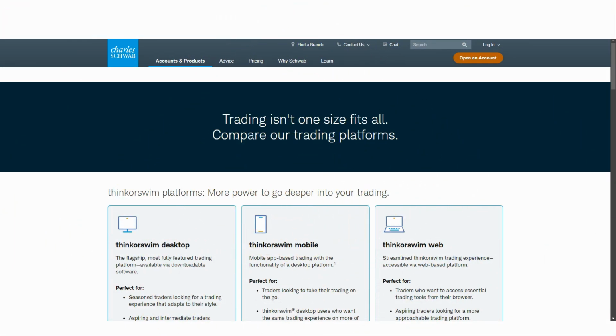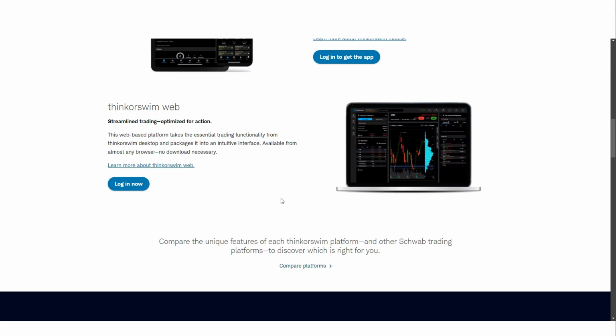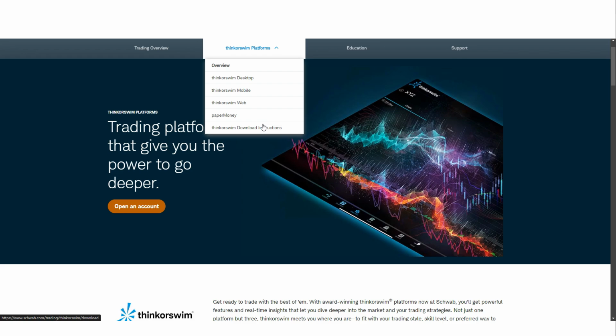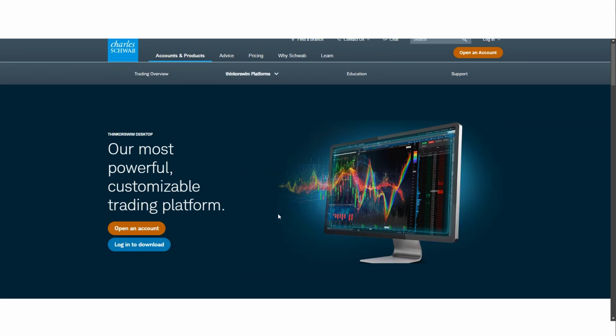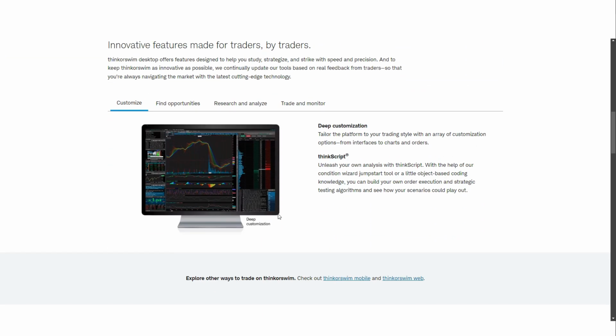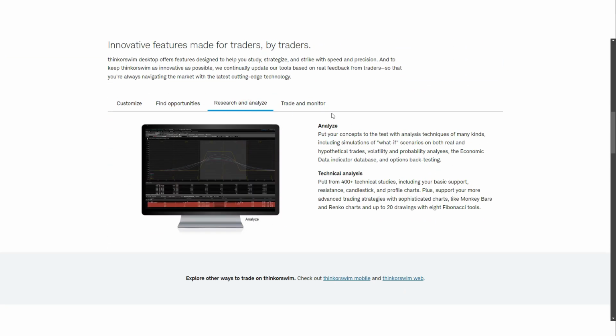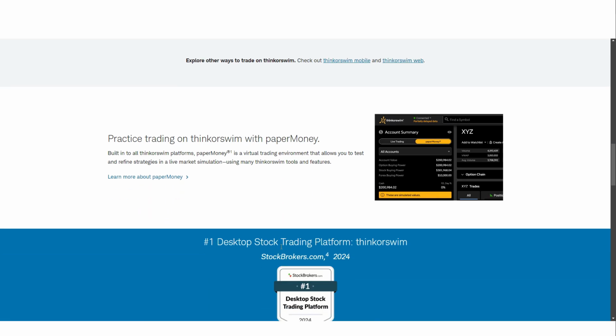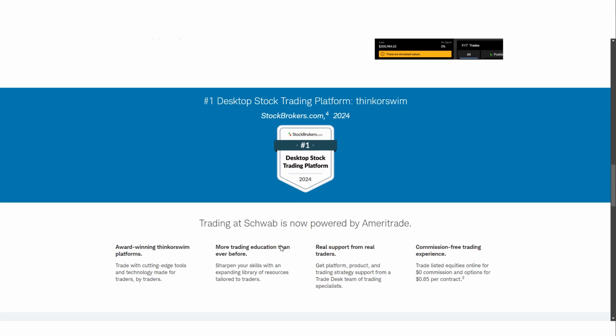Thinkorswim has made significant strides in recent years to reduce costs for its users. Stocks, ETFs, and closed-end funds are now commission-free, making it an attractive option for equity traders. Options trading is also cost-effective, with a 65-cent fee per contract and no base charge. Futures trades are priced at $2.25 per side per trade, while Forex trades are based on the bid-ask spread.